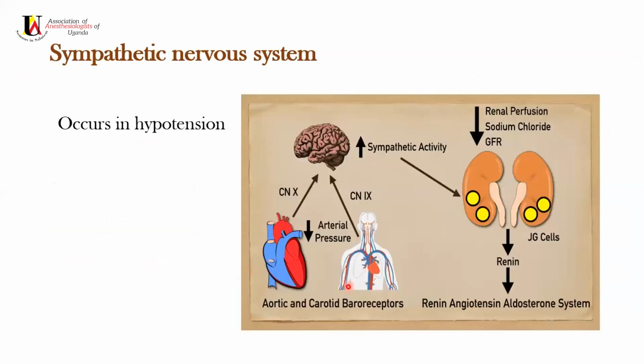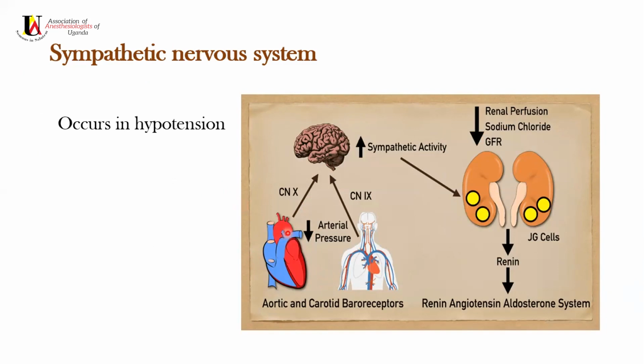And then we have the extrinsic, like the sympathetic nervous system. This takes place in the heart. In the heart, we have the aortic and carotid baroreceptors that sense the stretch. So the higher the blood pressure, the more the stretch, the lower the blood pressure, the less the stretch. And this occurs in hypotension.